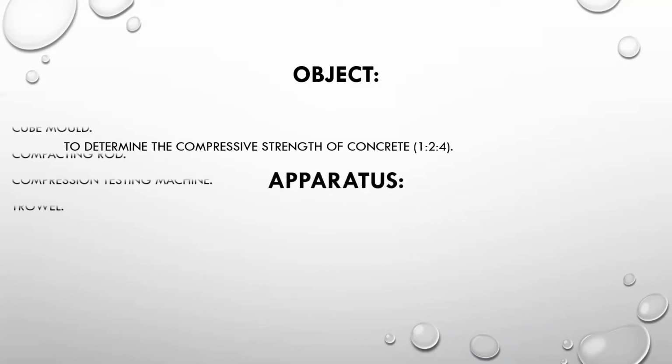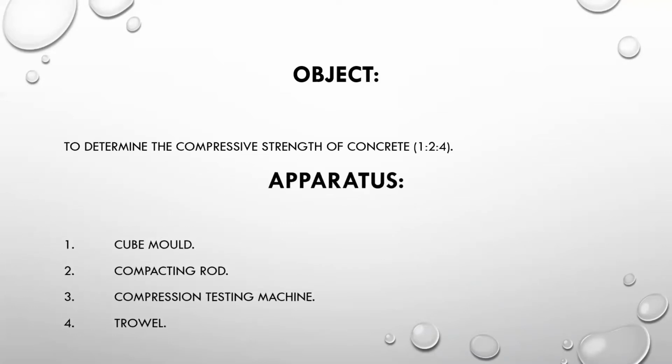This is the apparatus, and this apparatus consists of a cube mold. What we need for the experiment as equipment is a cube mold, compacting rod, compression testing machine, and trowel. I will show you in the video as well. Obviously, you will see it before watching your manual work.